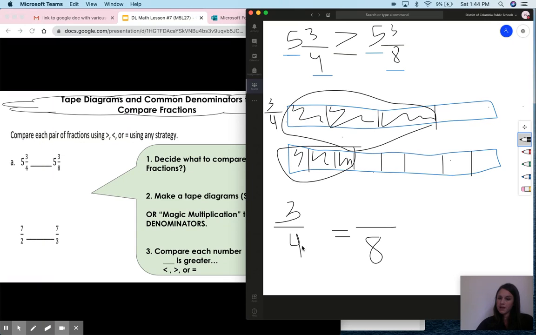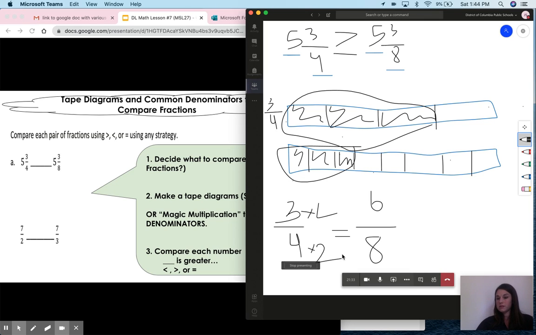How could I get from 4 to 8? That's the question. You know that from magic multiplication. Yep, times 2. And whatever you do to the bottom, you have to do to the top. So 4 times 2 is 8. 3 times 2 is 6. So what does that mean? That means that 3/4 is equivalent to 6/8.